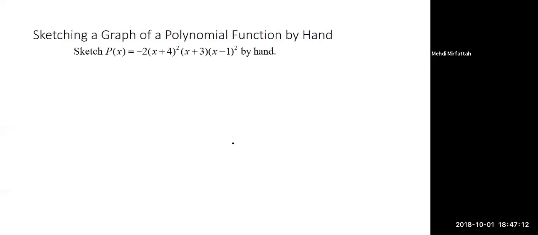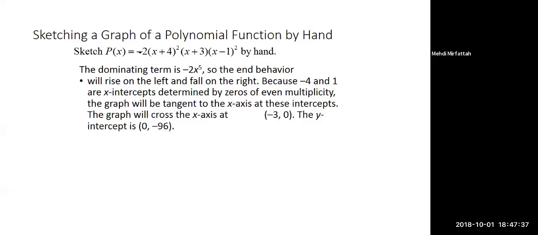So let's take a look at this polynomial. We're going to sketch this polynomial, P of x equal to minus 2 times (x plus 4) squared times (x plus 3) times (x minus 1) to the power of 2, by hand. The dominating term would be minus 2 times x to the power of 5, right? This is x to the power of 2, this is x to the power of 1, this is x to the power of 2 again, and when we add them up we get x to the power of 5. So the end behavior, remember from the previous section, will rise on the left and fall on the right.